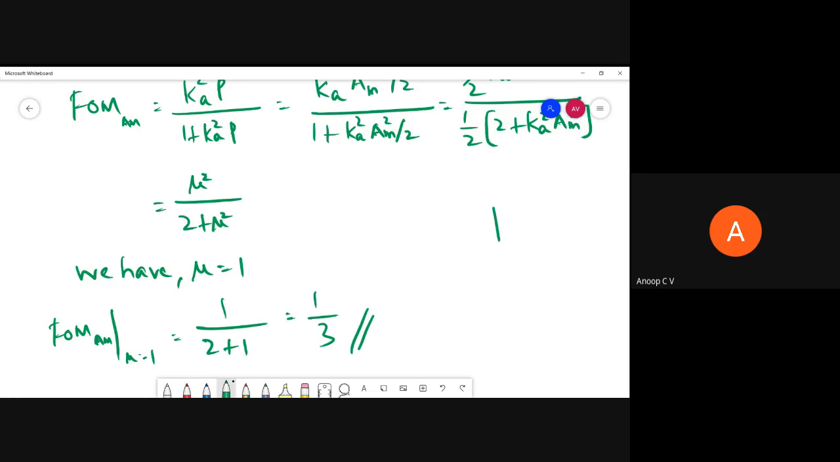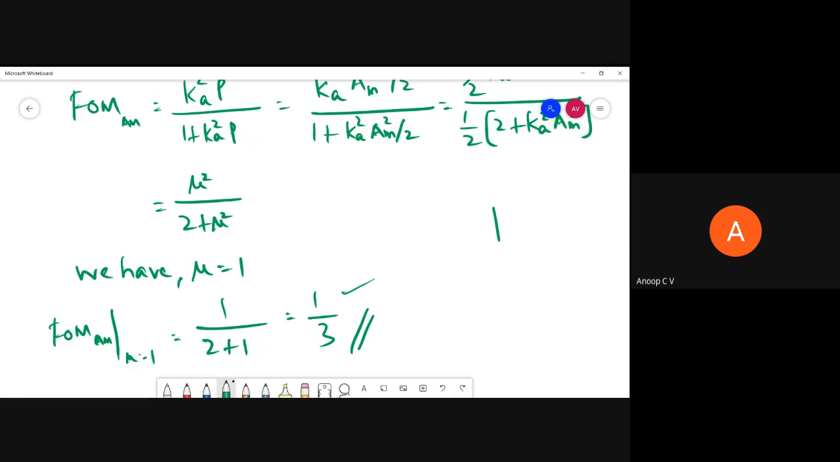only 1/3. Which means if you have to achieve the same noise performance as that of DSB-SC, that is, same noise performance meaning figure of merit equal to 1, you should transmit 3 times more power in AM, so as to achieve the same figure of merit as that of DSB-SC. That is what we can infer from this particular problem. So this is what we had to prove. This is equal to 1 by 3.